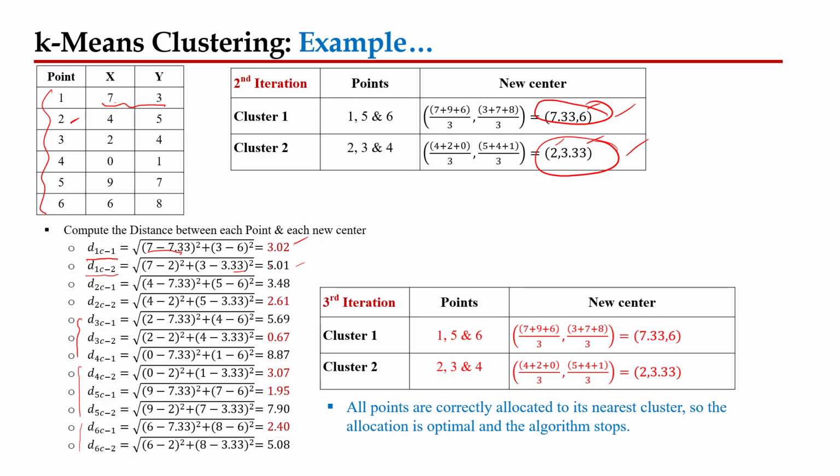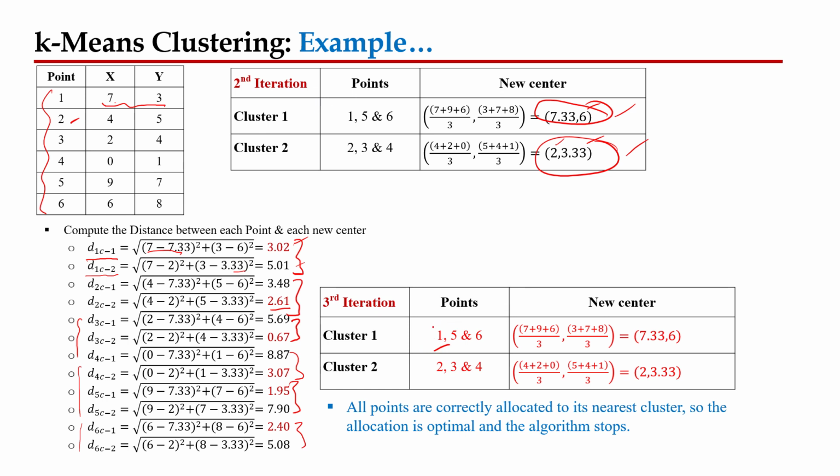Now you can see that point number 1 is part of cluster 1. Point number 2 is part of cluster 2 because the distance from point 2 to the cluster 2 center point is smaller. Similarly, point number 3 is part of cluster number 2, point number 4 is part of cluster number 2, and 5 and 6 are part of cluster number 1. As you can see, in the second and the third iteration the points remain constant, which means there is no point movement from one cluster to another. The same allocation remains.